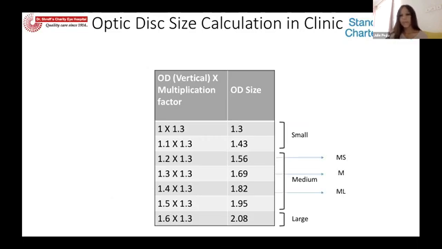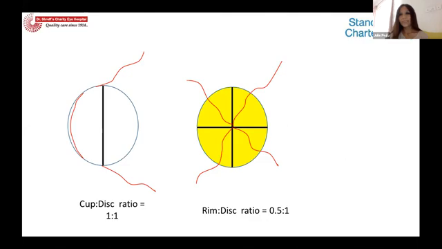So for simplicity, what I do in my clinic is that when the optic disc size is towards the small side, I write MS, so that it just tells me that it is a medium optic disc, but towards a smaller size. And when it is towards the larger side, then I write ML, which means that it is a medium optic disc, but towards a larger size. Because it is the size of the optic disc that is important to us.